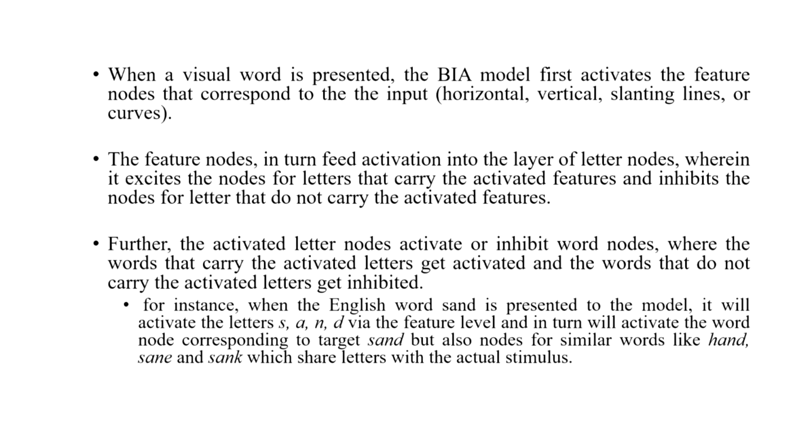Further, the activated letter nodes would inhibit or activate the word nodes that contain these letters, depending on whether the word nodes contain these letters or not. For instance, let us take an example. When the English word sand is presented to the model, it will activate the letters S, A, N, D via the feature level nodes, and in turn will activate the word node corresponding to sand. However, it will also activate nodes for similar words like hand, sane and sank, which actually share a lot of letters with the presented stimulus.